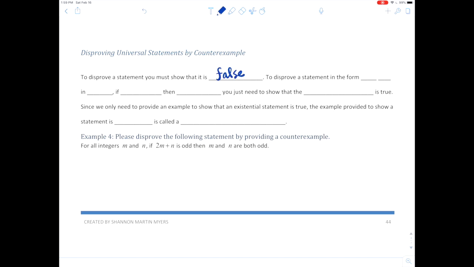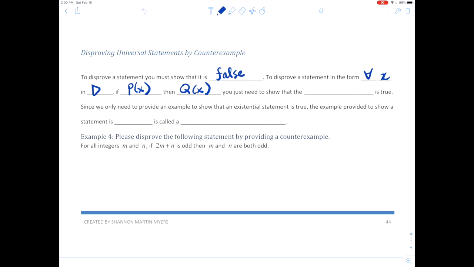False, right? So to disprove a statement in the form of for any x in some domain D, if P of x, then Q of x, right? Well, you keep P as true. You provide objects, we'll call them, that are in the domain that make P true, and then show that Q would be false, right?